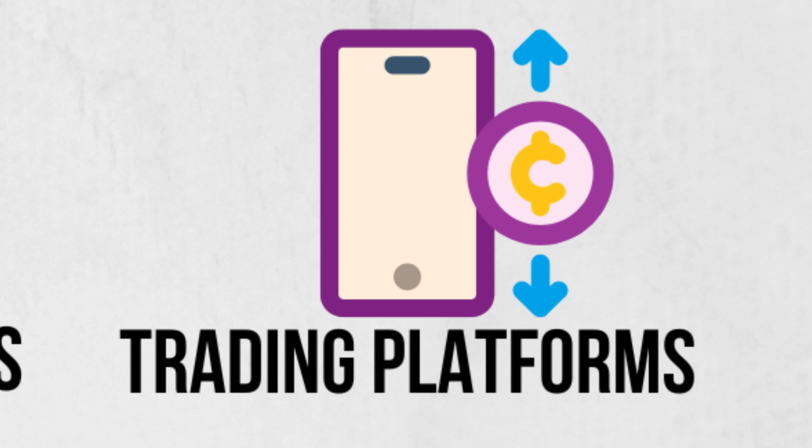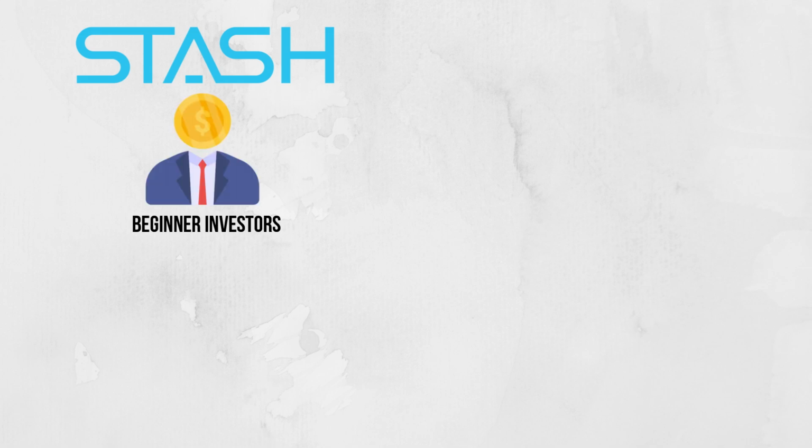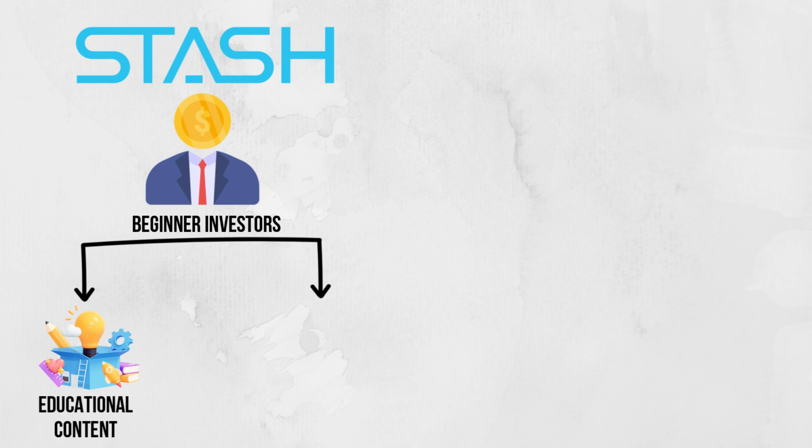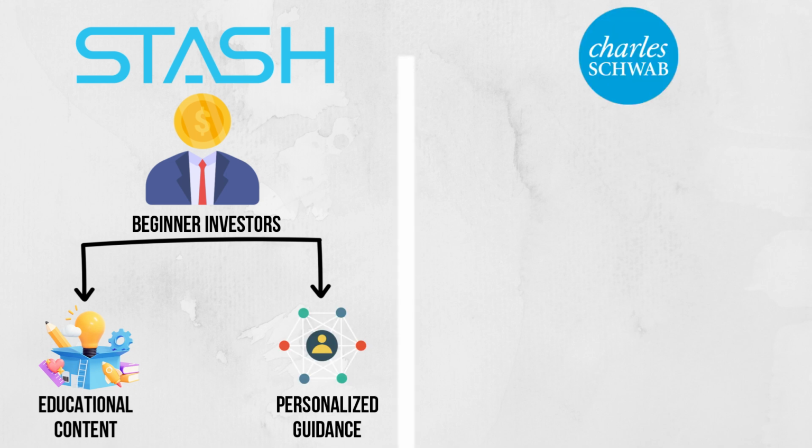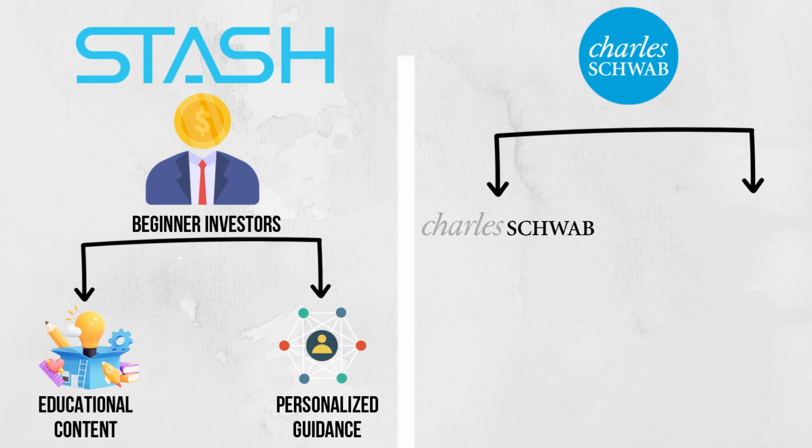Trading platforms. Both brokers offer trading platforms suited for different types of investors. Stash provides a simple, user-friendly mobile app designed for beginner investors, with educational content and personalized guidance. Charles Schwab offers multiple platforms, including Schwab.com for everyday investors and StreetSmart Edge for advanced traders.